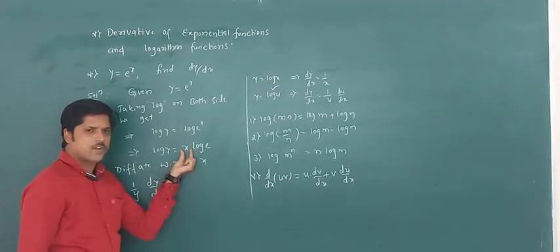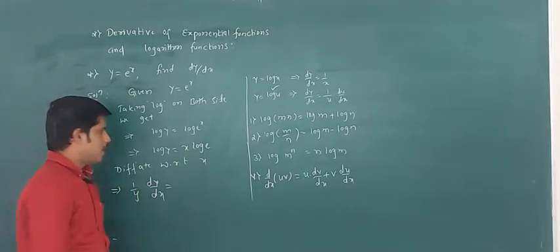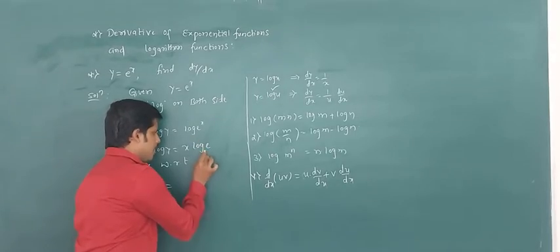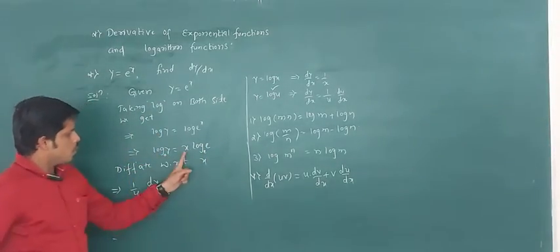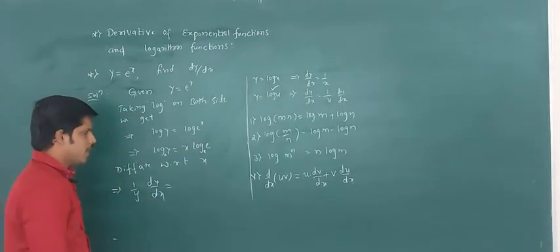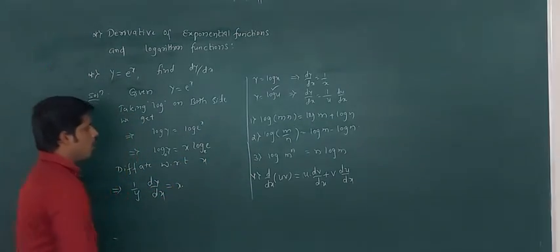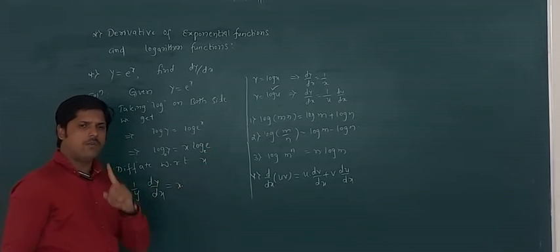Here consider common base e, log to the base e. So the u into v formula: first function constant, x is a constant, and log e to the base e, the value is 1.